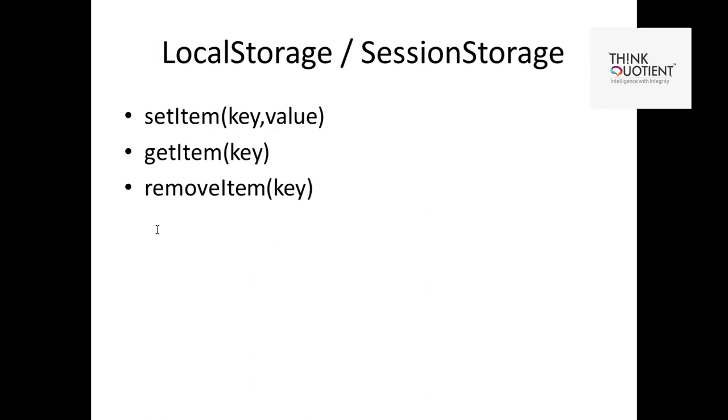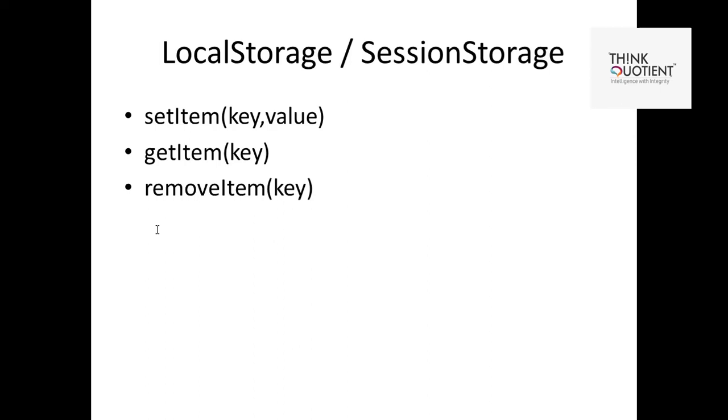The second method we have got is getItem, in which you have to specify only the key. It returns the value of the item that is set with the given key, right? So it is going to give you the value of the item which you pass as a key. Then removeItem, one more method over there, is going to accept a key. It removes the item in the local or session storage object with the given key. So it is going to remove your item as well, right?